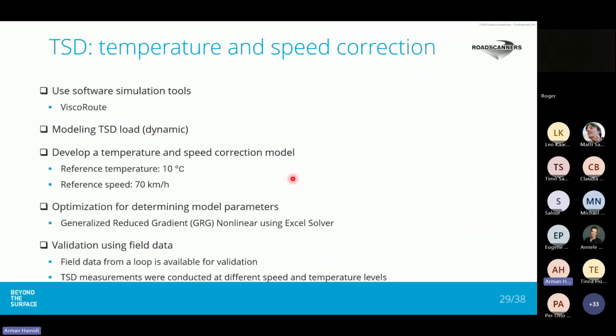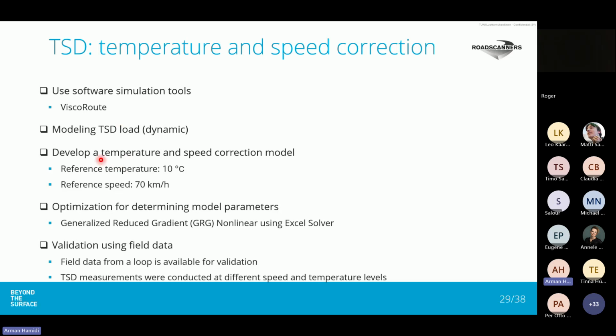But what happens for TSD? As I said, the principle is almost the same. But there are some specific differences. First, we cannot use the static load. We need to model a TSD load. So we need to use a software tool that is capable of modeling the moving load. So vScrew software was used.